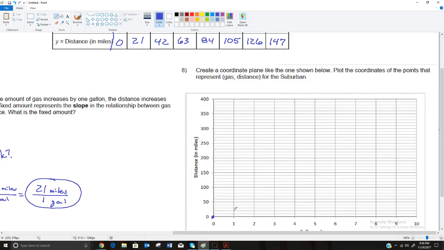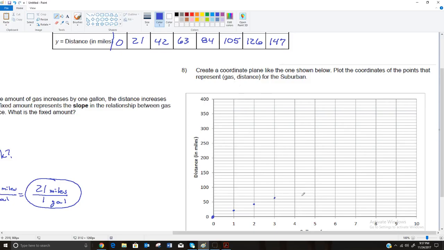So 21 would be just slightly above 20. 2 gallons would take us 42 miles. So here's 40, and we're just a little bit above 42. 3 gallons would take us 63 miles. So there's 50, 60, 70. So it'd be a little bit below half.